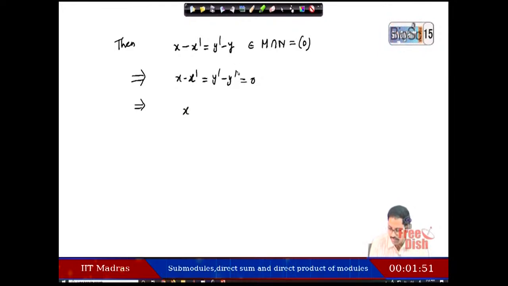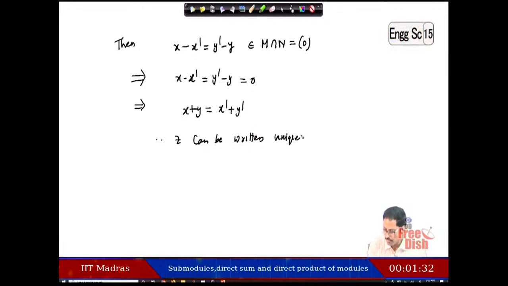So, then x plus y is equal to x dash plus y dash. Okay. Therefore, Z can be written uniquely. Okay. Now, let us look at the reverse inclusion.